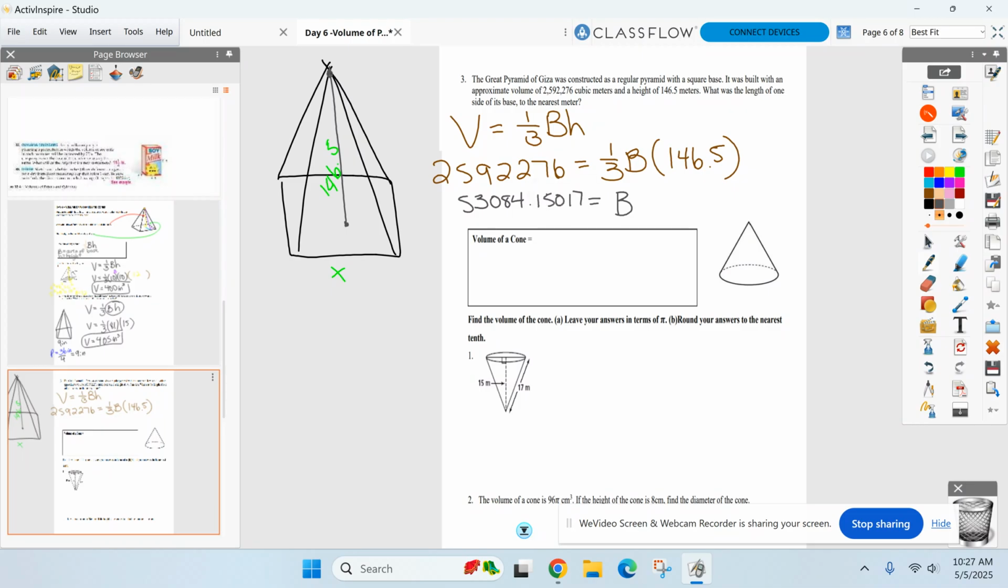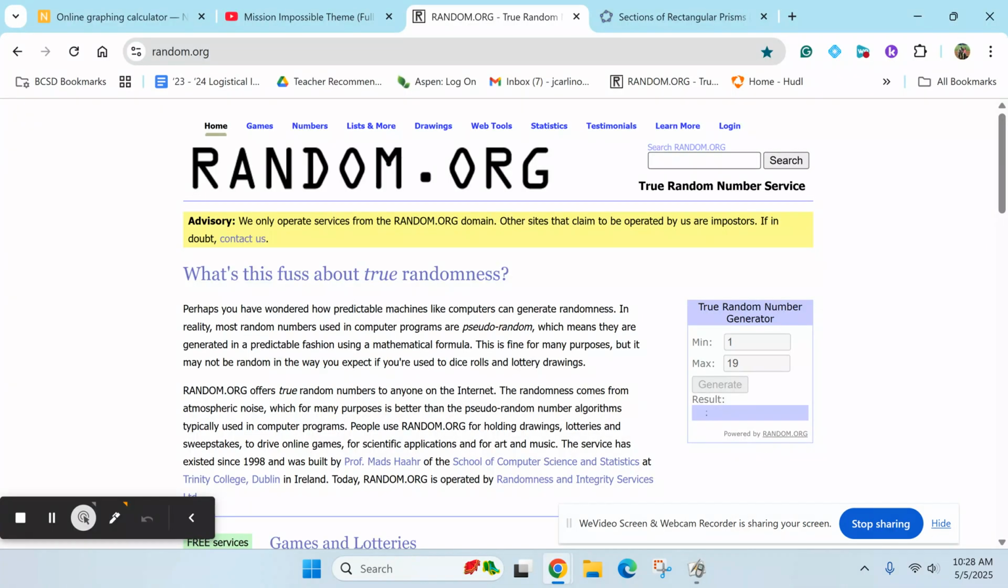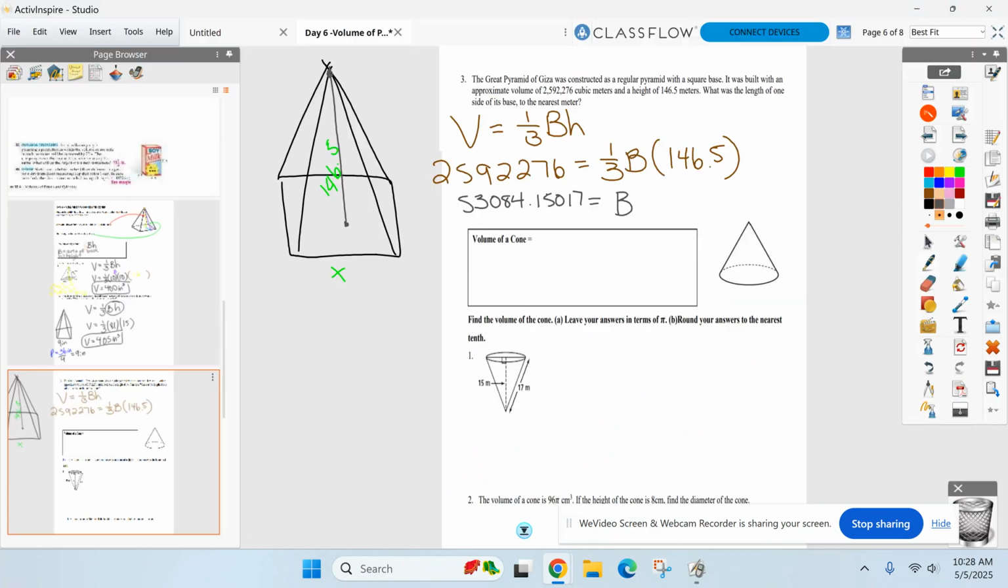53,084.15017. If anybody's wondering how we did that, I multiplied both sides by 3 to get rid of the 1/3, and I divided both sides by 146.5. Any questions getting there before I move on? All right, what did we just find right there? What's that capital B telling us? Not one side length, but Lucia, what's that finding us? That's the area of the square base.